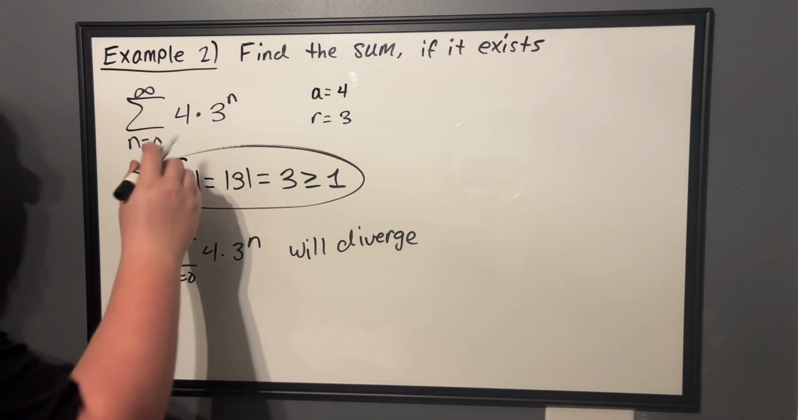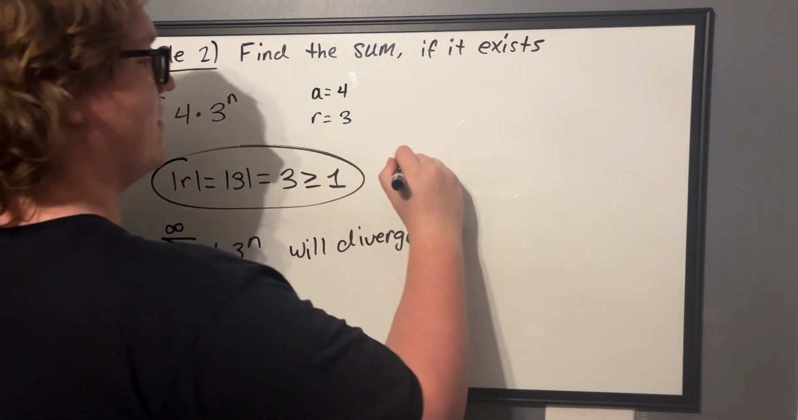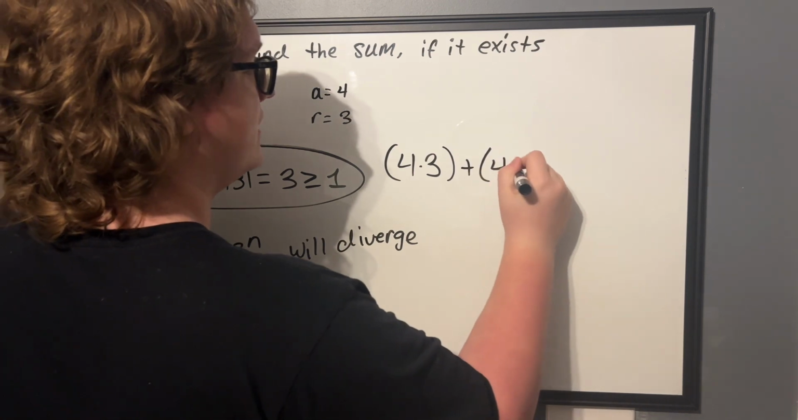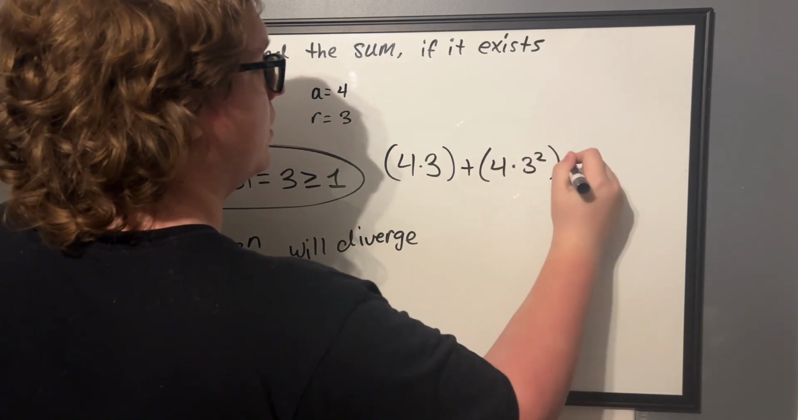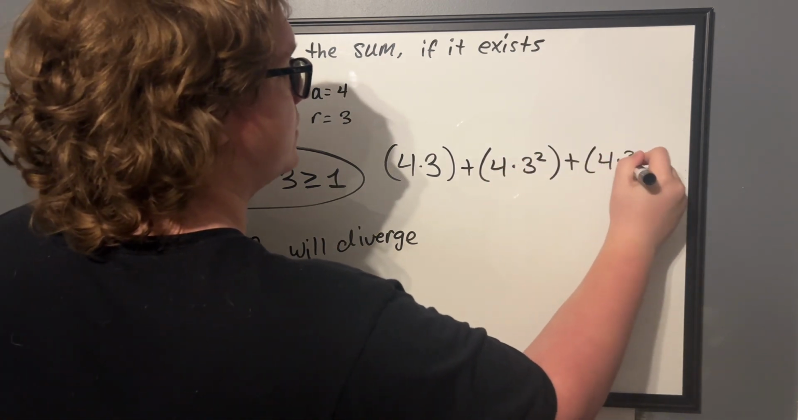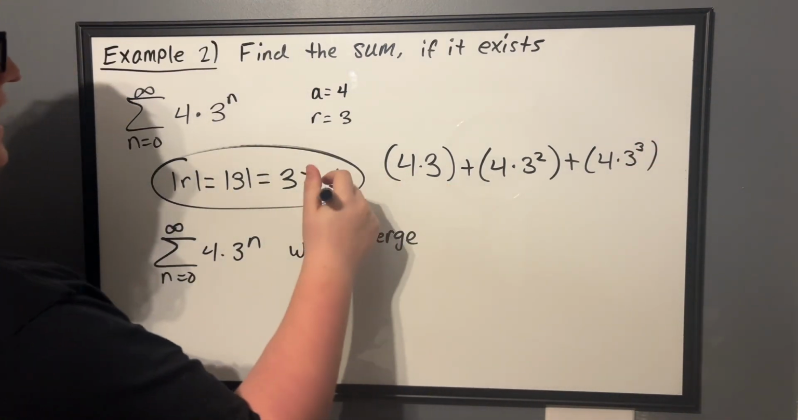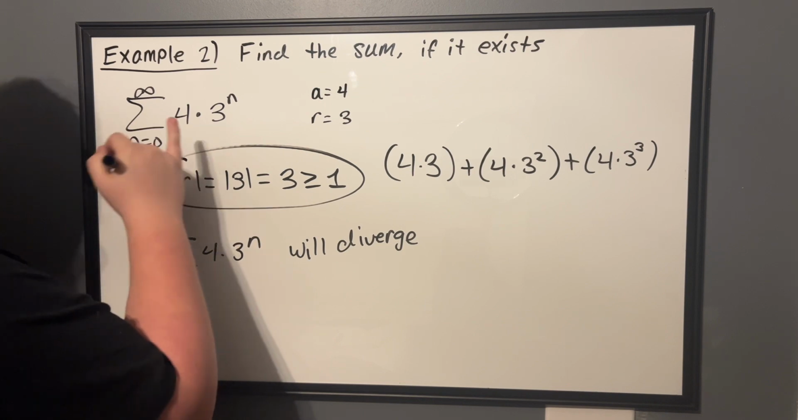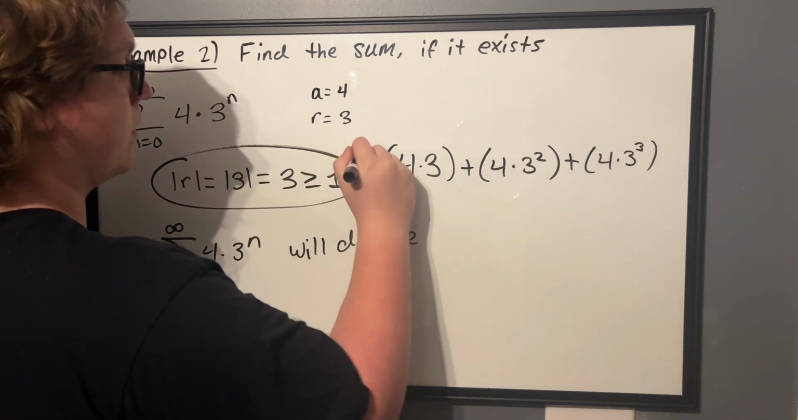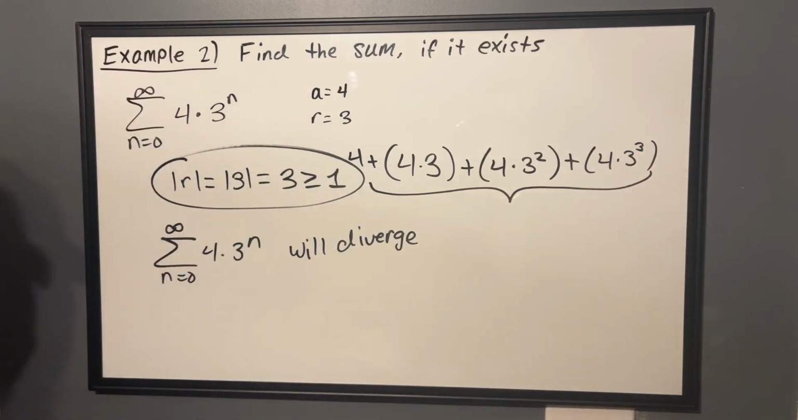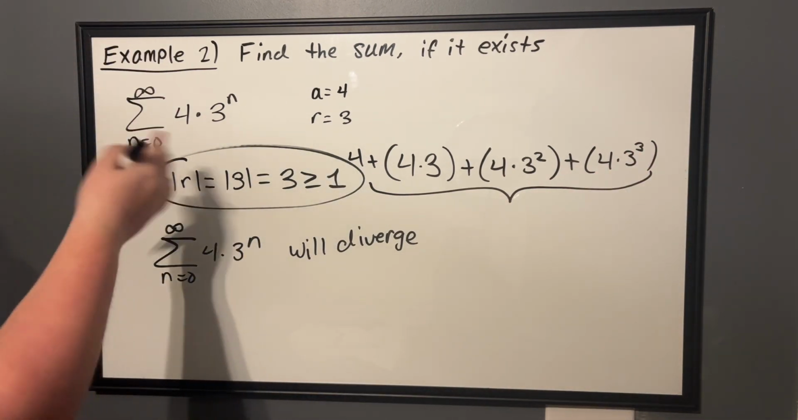And so you can tell that if we add all of these up, we're going to have 4 times 3, that's the first one, plus 4 times 3 squared, plus 4 times 3 cubed. You can see all of this just keeps increasing. We actually have 4 times 3 to the 0 as well. So that's actually going to be 4 plus all of this. So you can see that this just keeps on increasing. So it makes sense that this series diverges.